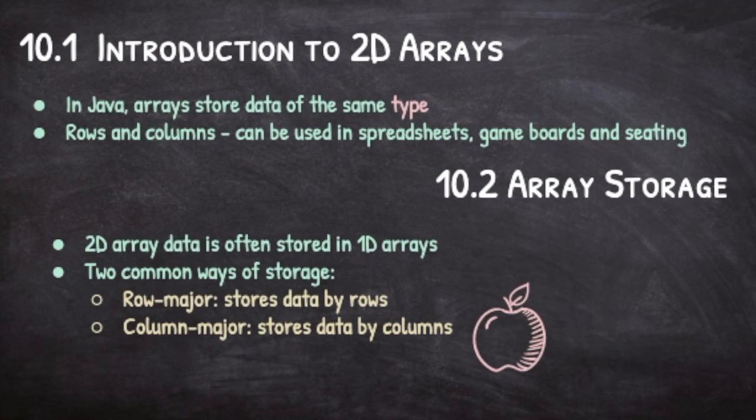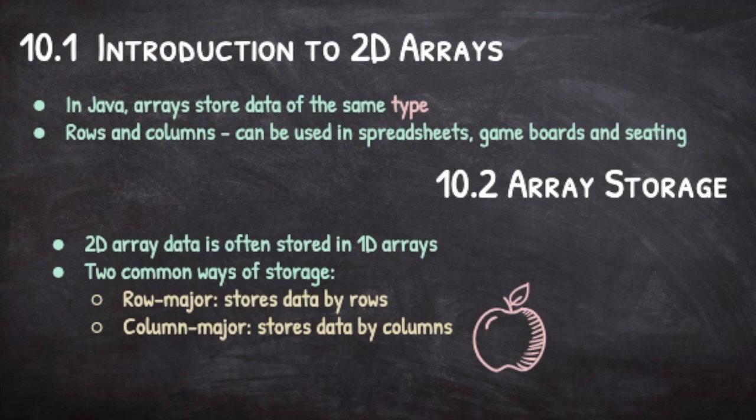10.1 Introduction to 2D Arrays. In Java, or in general programming, arrays store data of the same type. For example, in a 1D array, all the elements would be strings, characters, integers, booleans, etc. This is no different in a 2D array. All of the elements are of the same data type. 2D arrays are organized in rows and columns, making the two dimensions.